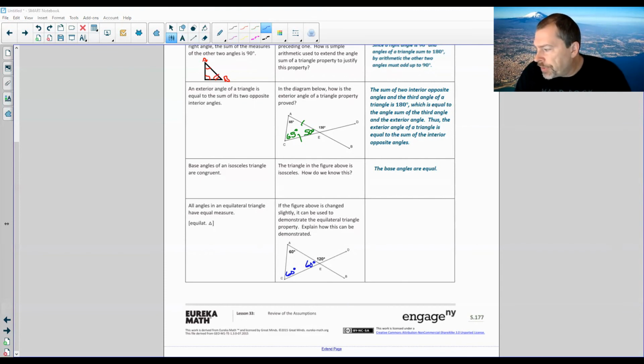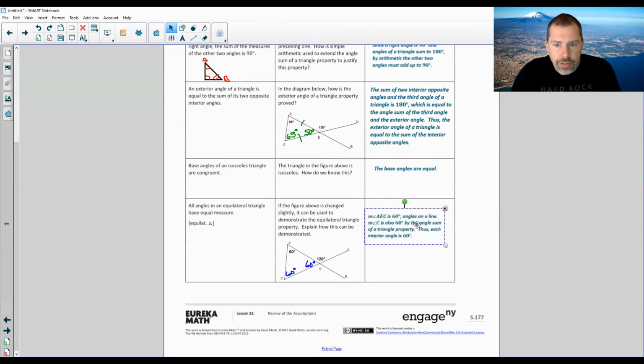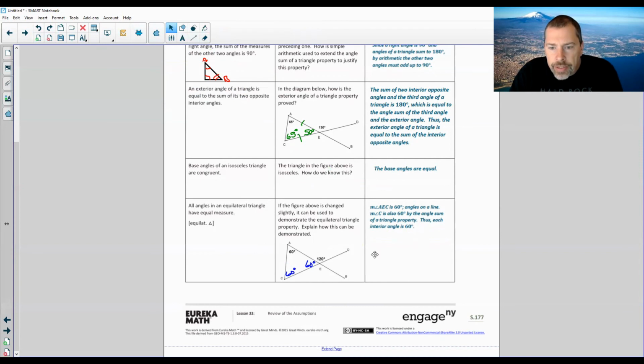Okay, so what we would say here is the measure of angle AEC is 60 degrees, which I've already stated. The measure of AEC is 60 degrees. Okay, AEC is this interior angle here, the vertical. It's 60 degrees. The measure of angle C is also 60 degrees by the angle sum of a triangle property. Thus, each interior angle is 60 degrees.